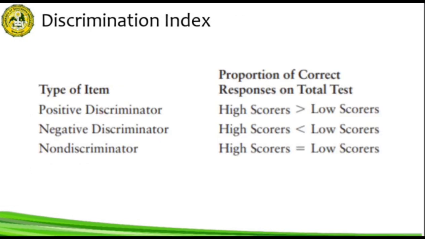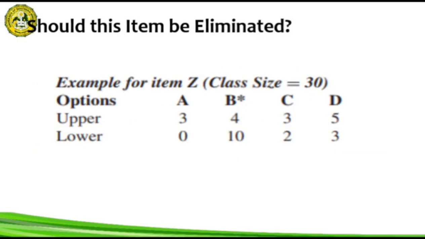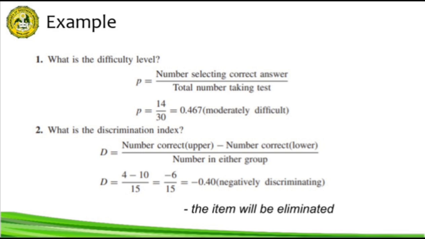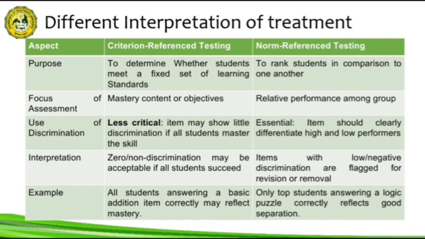So here's a simple chart showing how each type differs from each other. Here's an example with a class size of 30. So in here, mapapansin mo na talaga kung ano ang magiging result. Having an upper group getting 4 correct and 10 in the lower group. Plugging all the information on the formula, we get the P or the difficulty level of 0.467, which is moderately difficult, and for D is equal to negative 0.40, which is the negative discriminating. So the item should be eliminated. So even if sabihin pa nating moderately difficult lang siya, it still needs to be eliminated since it favors more on the lower group.